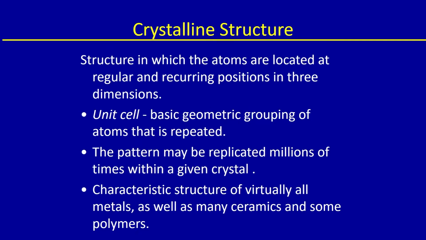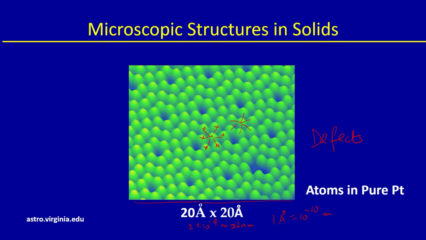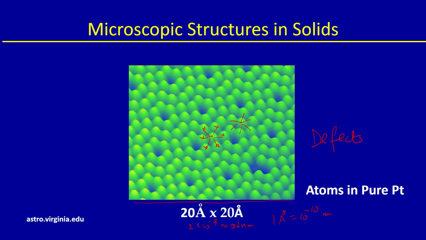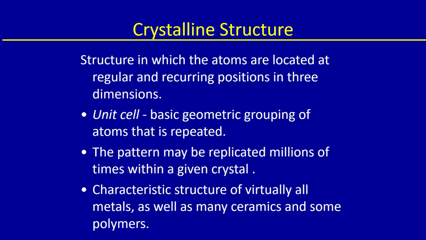A structure in which atoms are located at regular and recurring positions in 3 dimensions is called a crystalline structure. You can see these atoms are arranged in a regular manner in 3-dimensional space. I am showing a 2D picture, but it can build in the z direction also. So, when you have this kind of arrangement of atoms, you can always define a unit cell. Remember, I talked about the unit cell, like this hexagonal arrangement which is getting repeated. In 3D also you can talk about unit cells. The pattern may be replicated millions of times within a given crystal. This characteristic is present in virtually all metals as well as many ceramics and polymers. That is why it is important to discuss.